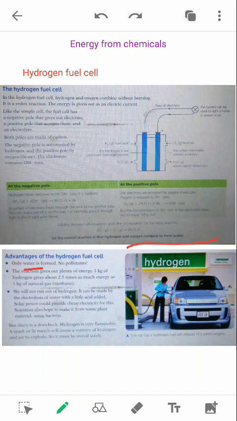Here on the right side they have shown a car which uses a hydrogen fuel cell, and she is adding hydrogen gas instead of petrol and other fossil fuels. She is adding hydrogen gas as a fuel to fuel the car.